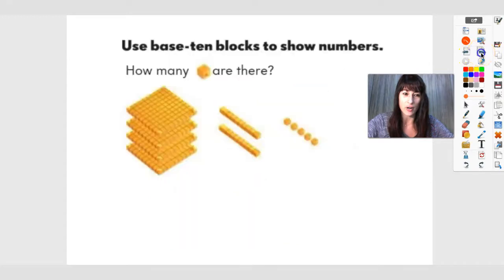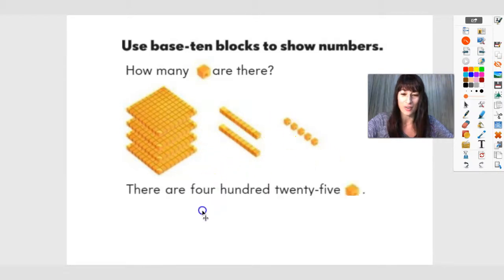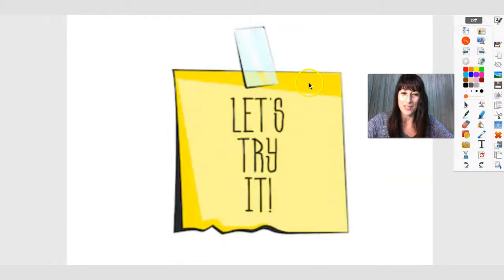I'm sure you'll agree that base 10 blocks are very useful to represent numbers. Let's just refresh our memory on how we did that in the classroom. So here we have this picture, and we're going to use the base 10 blocks to show numbers, right? So how many do we have here? What's the number that these blocks are representing? We have 425. Very good. We have 425, and so the number is 425. Way to go. Now let's try it again.